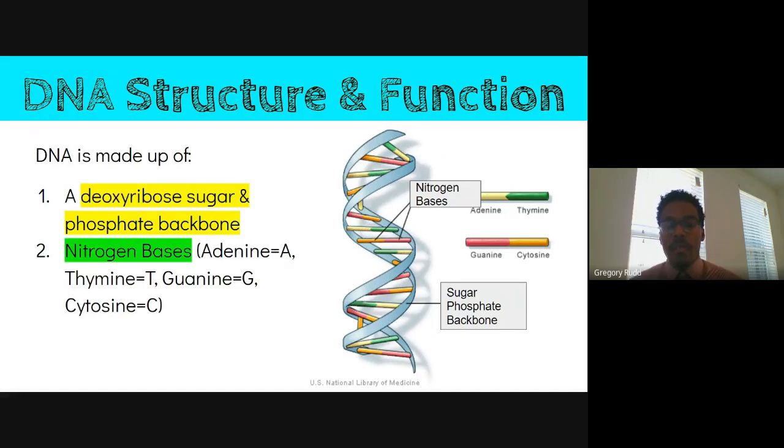So the deoxyribose sugar and the phosphate group make up the backbone. So they look like the sides of the ladder. In this case, it's represented by this shiny blue color. The nitrogen bases, the A, the T, the G, and the C, make up the rungs of the ladder, which are the colorful things in the middle.